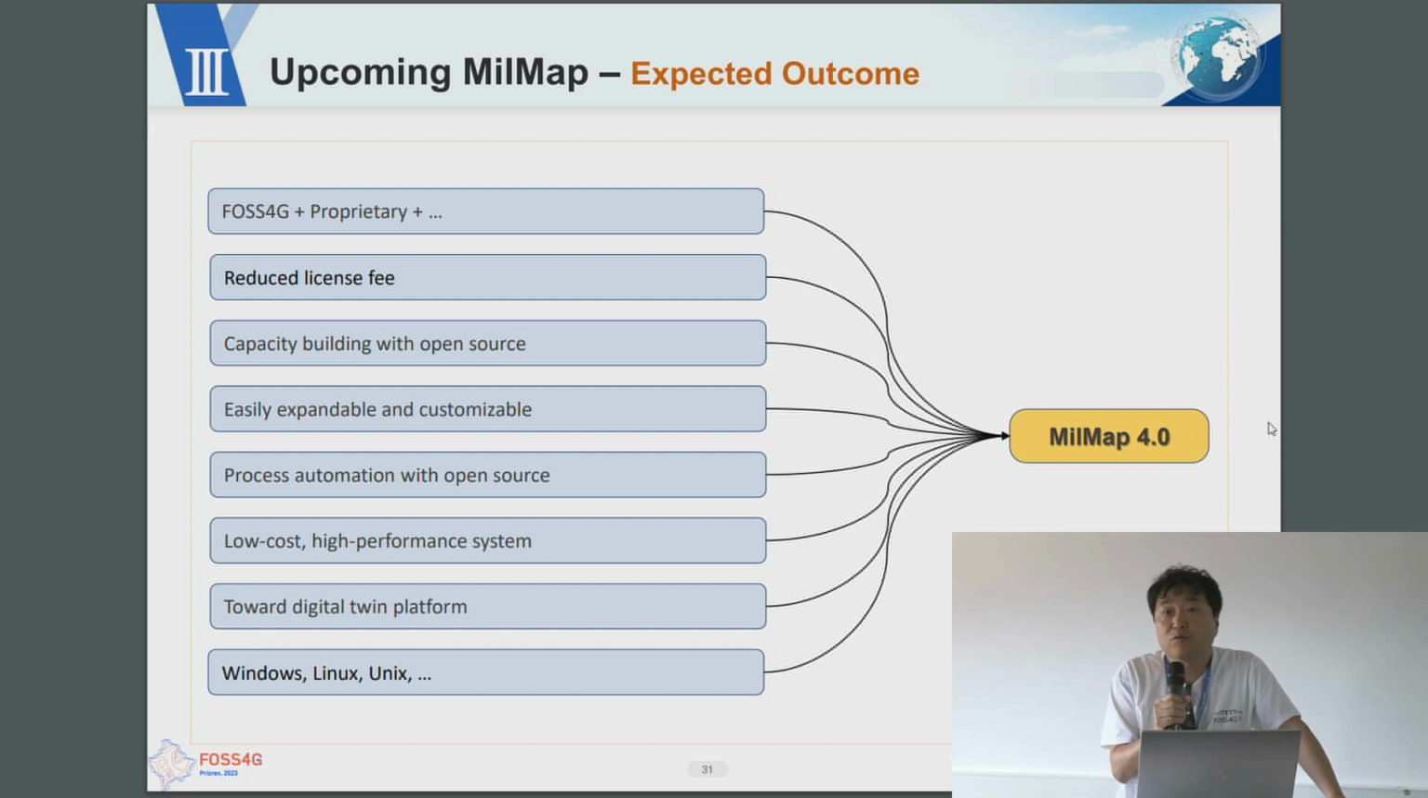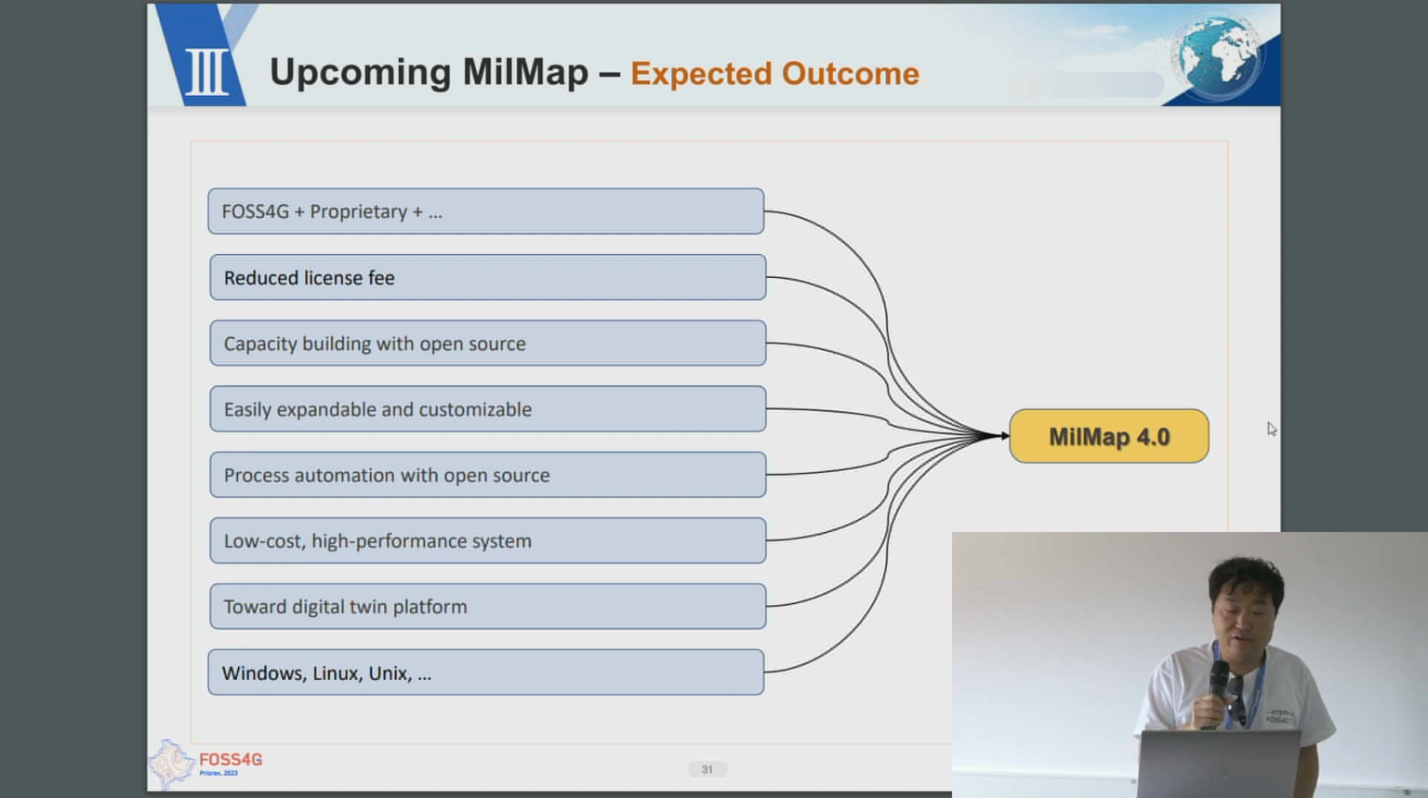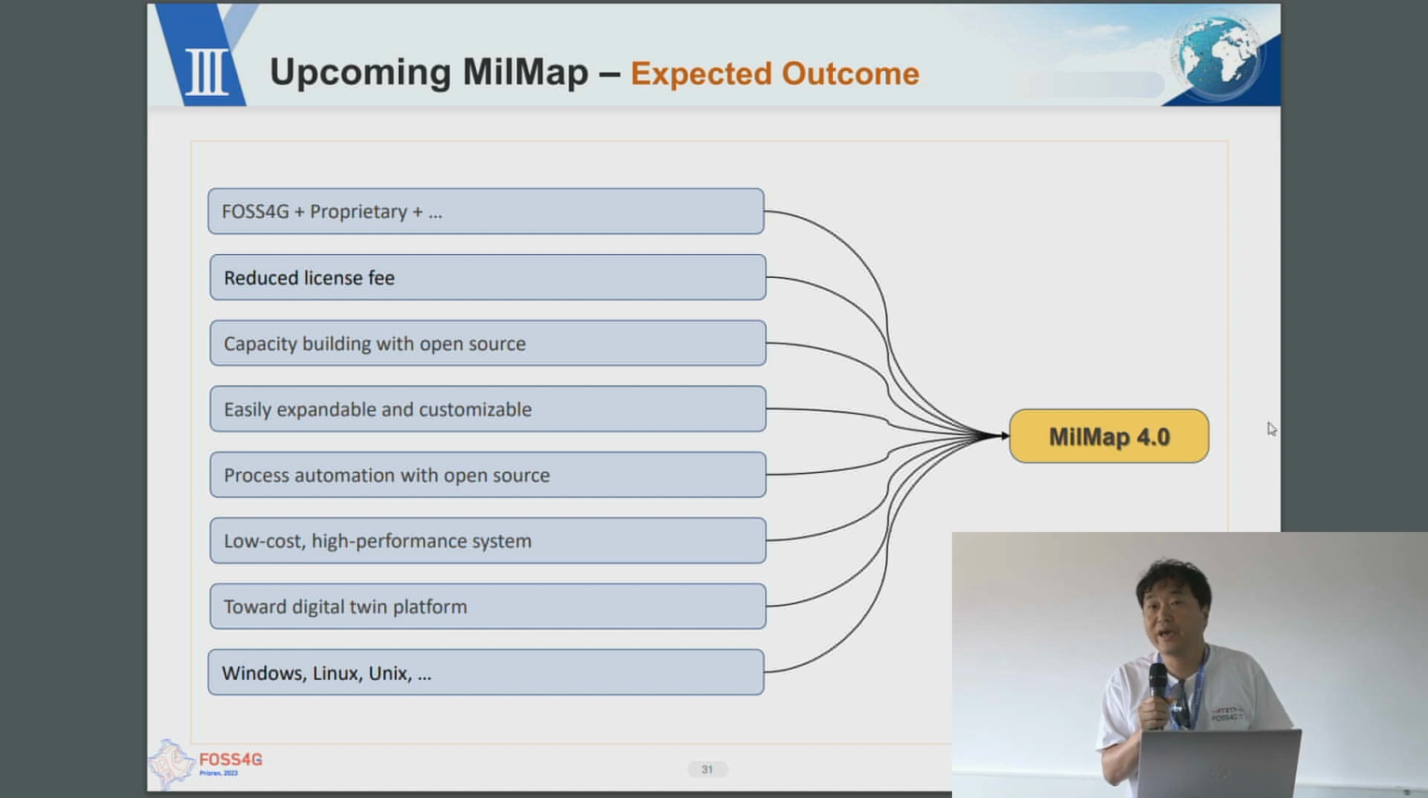The MilMap 4.0 project will be finished in the middle of next year, and next year we expect this kind of outcome. Actually, we could not demolish all the proprietary software. We can't get rid of all the proprietary software, so we pursue a hybrid architecture: open source software and, at the same time, proprietary software. Also, our client expects a reduced license fee.